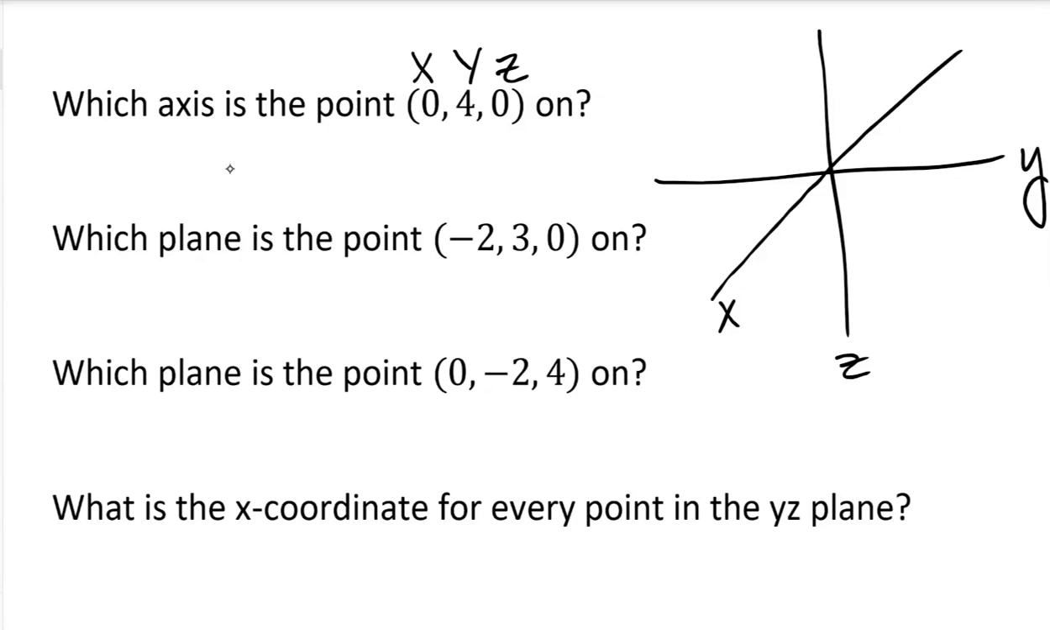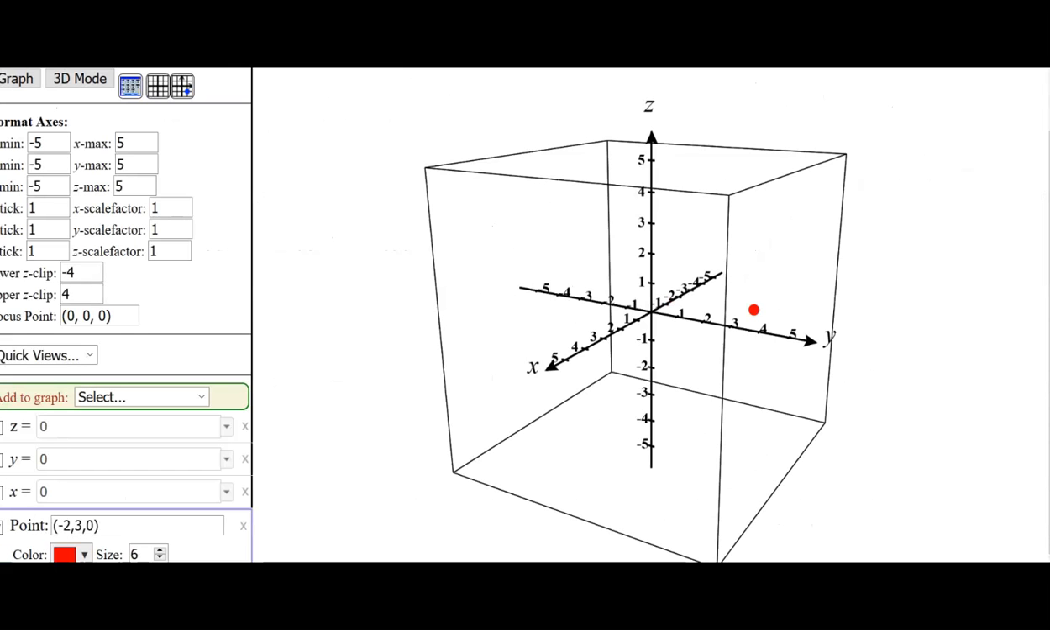the x coordinate tells us that we're not going to move away from the origin in the x direction. 4 tells us we're going to move 4 in the y direction, which means right. And then z of 0 means we're not going to move up parallel to the z-axis. So we now have a point on the y-axis. So you'll notice that when you're on an axis, for example, the y-axis, the other two coordinates will be 0.